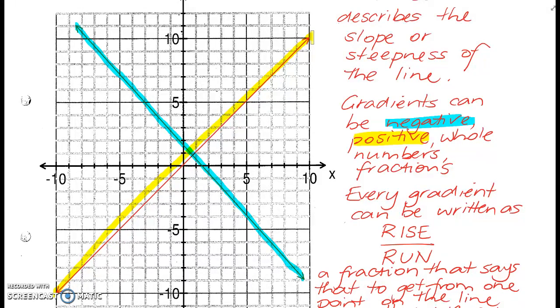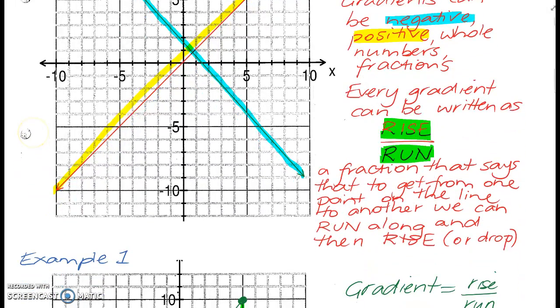How do we determine that number, that fraction, that decimal? Well, every gradient can be written as rise over run. Here we go. Rise over run. It's a fraction. That fraction is made up of a number on the top, which is the rise, and a number on the bottom, which is the run.